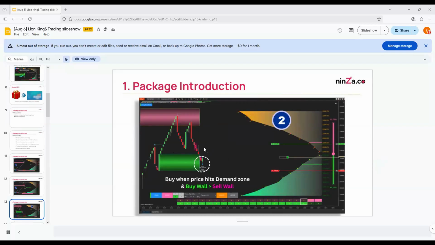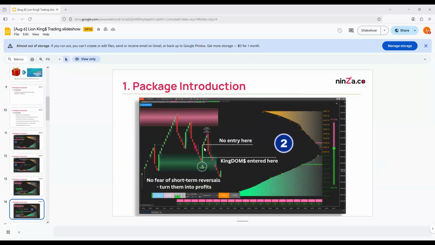Okay, so again, I'm trying to get to the live charts because I don't want to waste too much time. I'm going to be showing all of this on the live chart, but the main components of Kingdom are the control panel, which we will look at. You can put your account number there, and a number of contracts, of course.